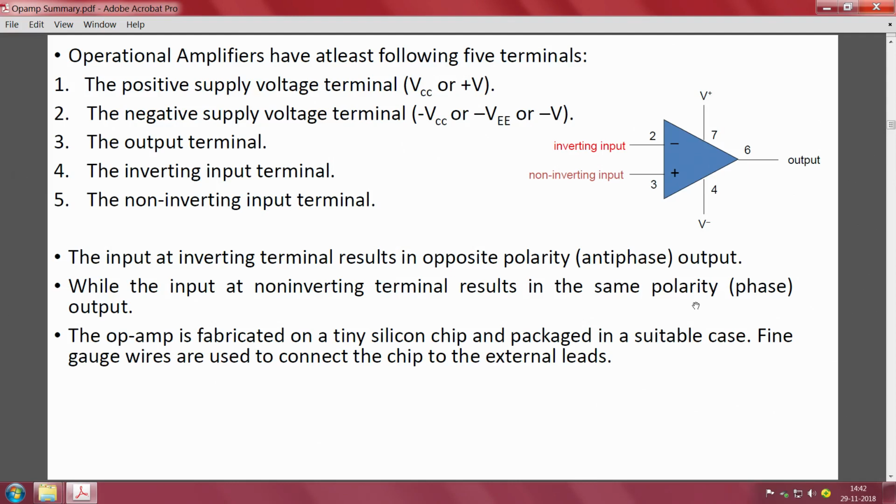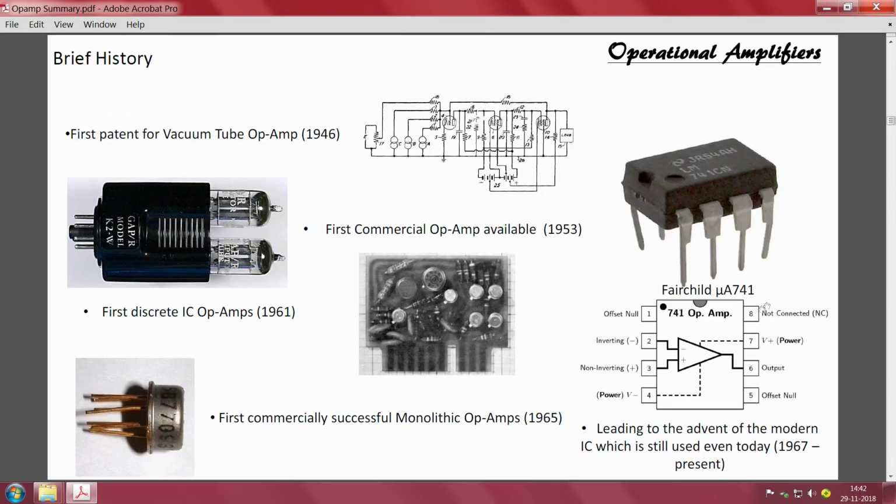So, the op amp has at least 5 terminals. There is a positive supply VCC, a negative supply minus VCC or minus VEE, an output terminal number 6, an inverting input terminal number 2, and a non-inverting input terminal number 3. So, at least 5 terminals are used. There is another terminal between 1 and 5, and that is for offset null. We will talk about that later. And then there is pin 8, which is not connected.